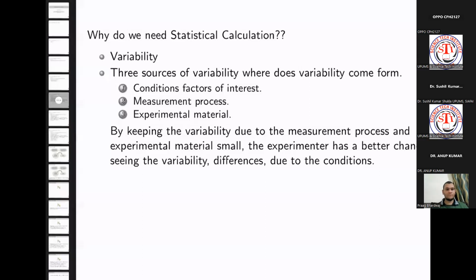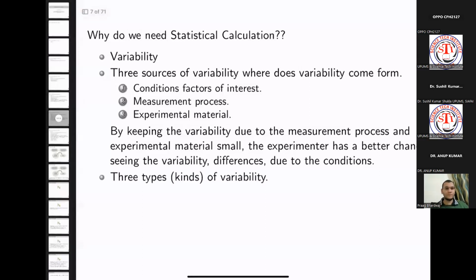Then only the experimenter has a better chance of seeing the variability due to the condition. This is very important for all of you to understand: whenever you are measuring something, you have to follow a strict protocol. You cannot change the protocol of measuring the blood pressure. The device you are measuring with should be the same or almost similar. Then only can you get blood pressure data that is nice to analyze. So these are the sources of variability.